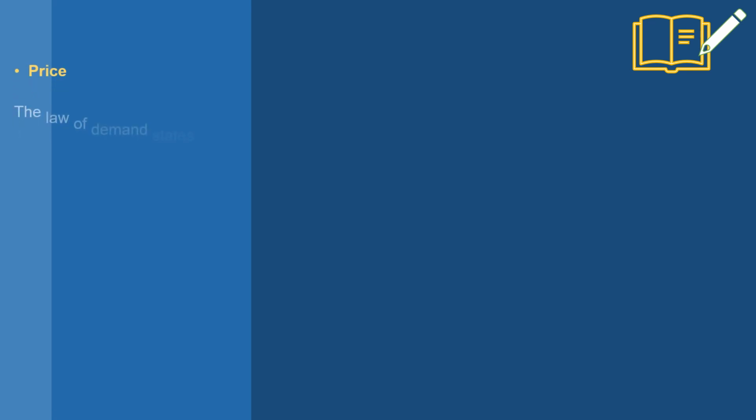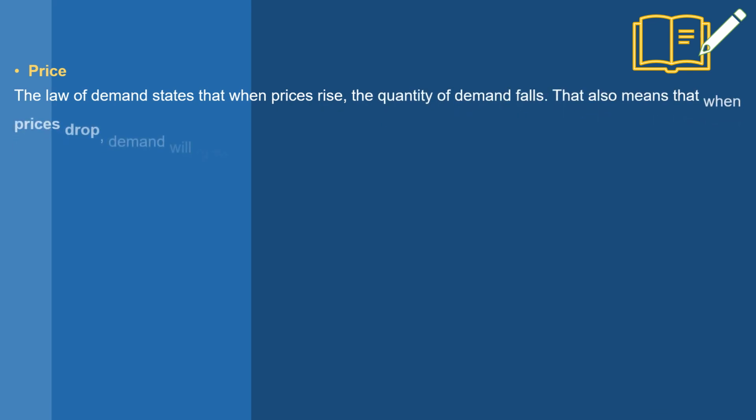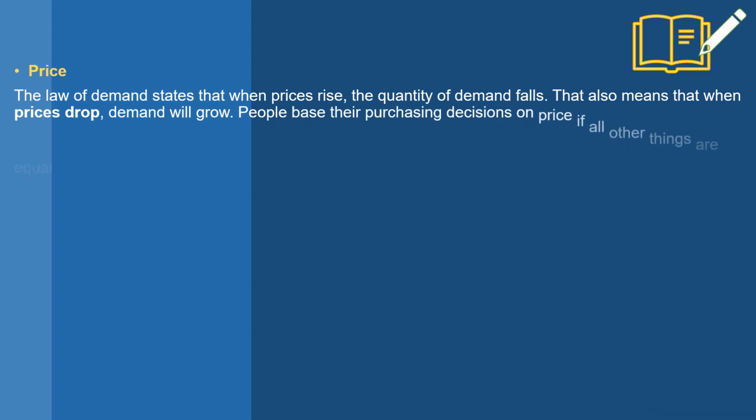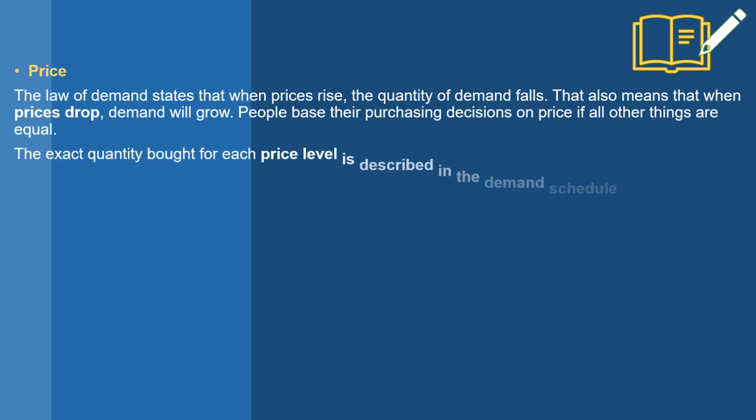Price. The law of demand states that when prices rise, the quantity of demand falls. That also means that when price drops, demand will grow. People base their purchasing decisions on price if all other things are equal. The exact quantity bought for each price level is described in the demand schedule.